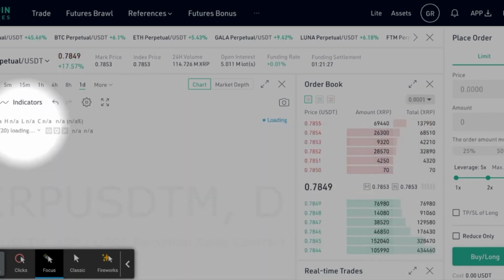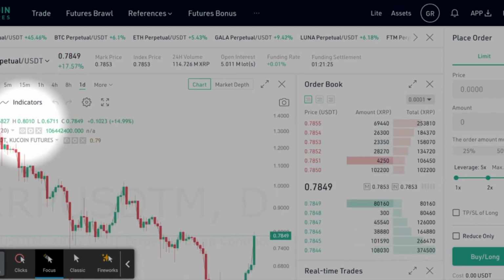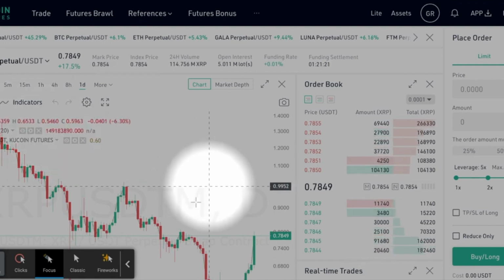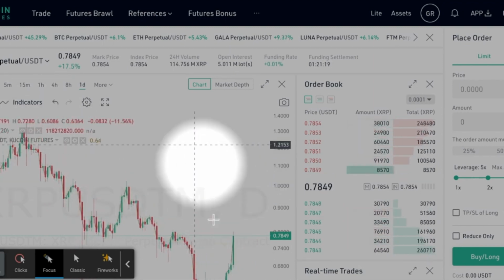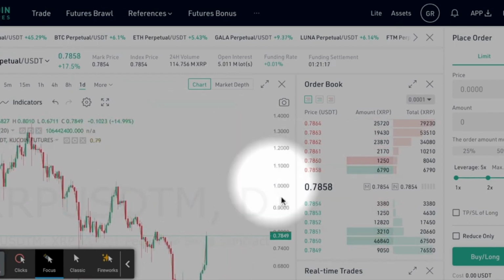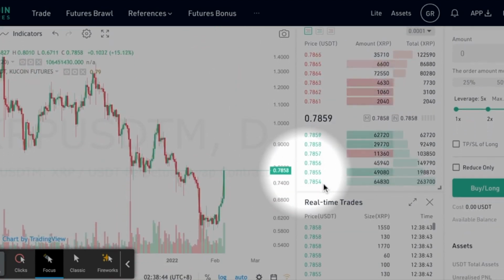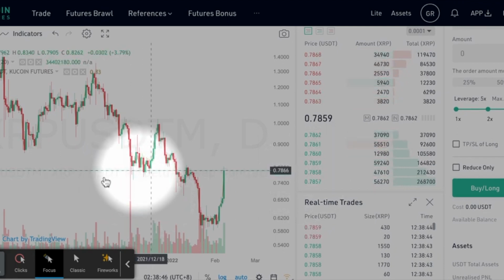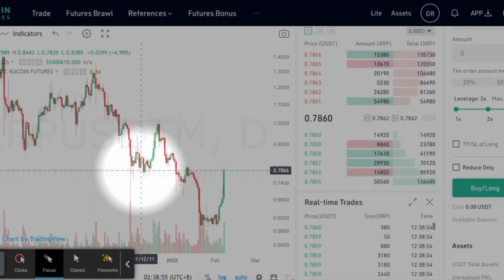XRP today, it jumped. Right now it's sitting about 15% in profit. As a daily movement, you can see that it's come to around this area. To me, that's going to be a support area or a resistance area, however you want to look at it.